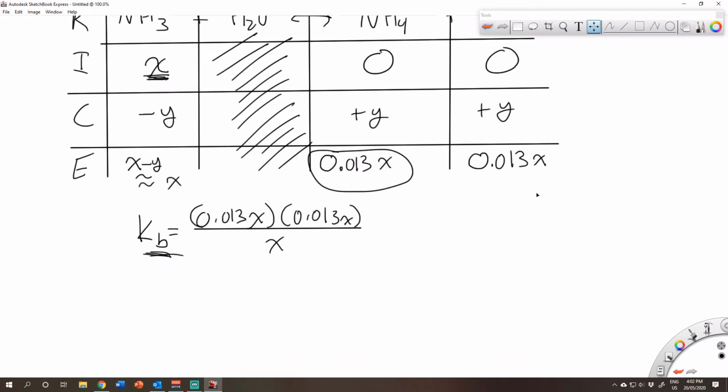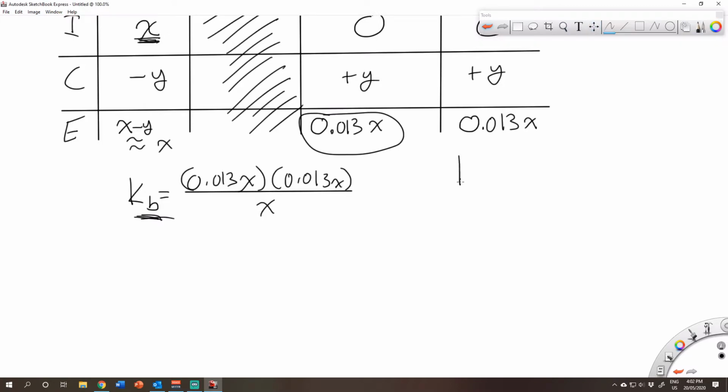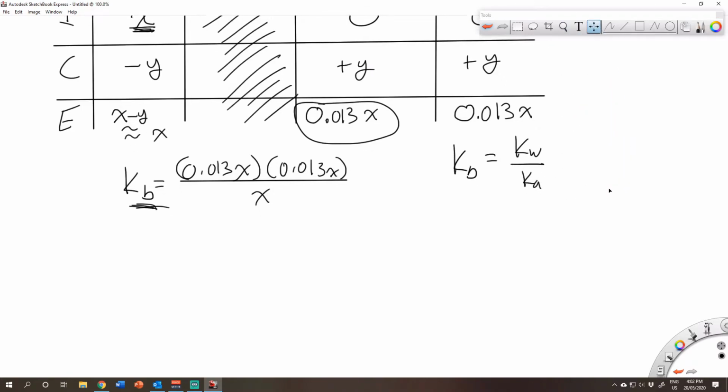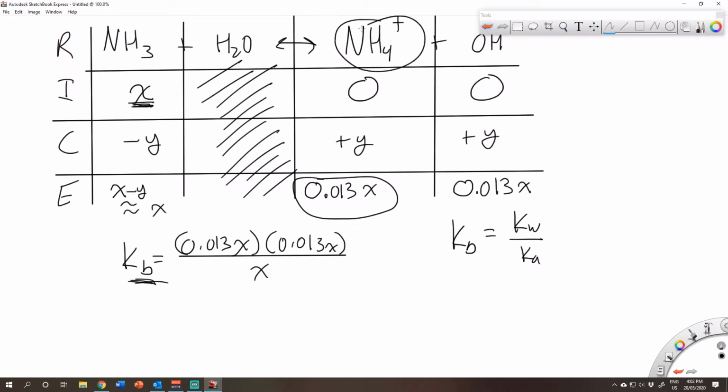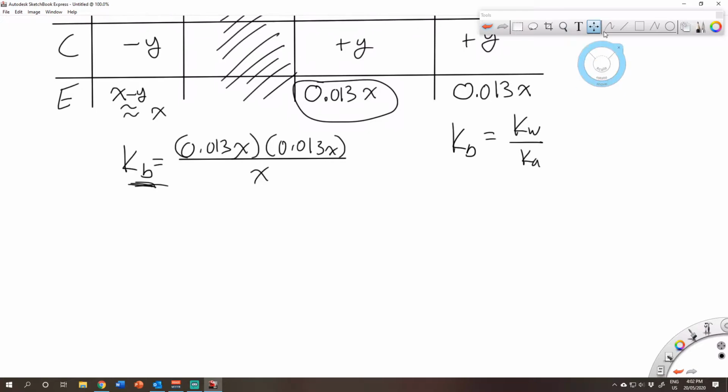We can actually calculate that, because the Kb of NH3 is just going to be Kw over the Ka of its conjugate acid, and the conjugate acid of NH3 is NH4 plus, which should be in your textbook. So Kw is 1.0 times 10 to the negative 14. Ka, let me just look it up. The Ka of NH4 plus is 5.6 times 10 to the negative 10.